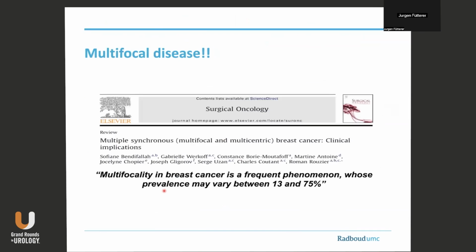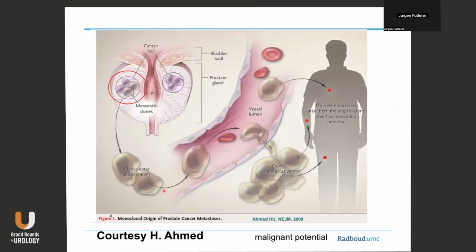And as mentioned before, multifocal disease, for example in breast cancer, is also multifocality. It's a Frinke phenomenon. And the idea in prostate cancer is that we use the index lesion theory. So the lesion which is the largest and most aggressive will also most likely have the potential to metastasize.